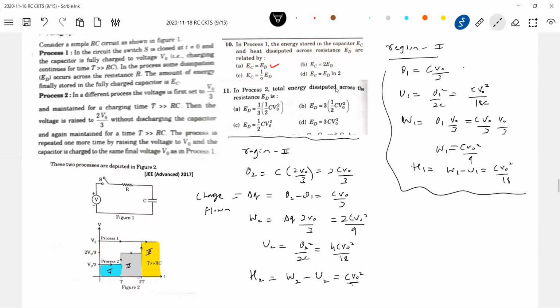Oh, already, wait. Some correction I have to do. Initial energy you did not consider. Initial energy I didn't consider. U1 plus work done by cell should be equal to U2 plus heat. Yeah, now it will come. The same idea that we proceeded with earlier. Substitute all this. I'll write it here, this one.